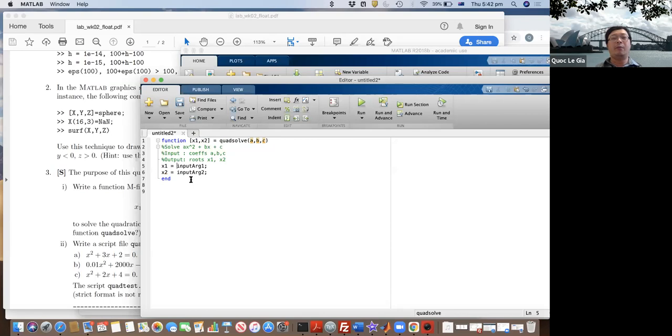Okay, and remember the formula. Everyone remember the formula for the quadratic equation. So maybe we compute the discriminant first. The discriminant will be b squared minus 4ac. We don't have to worry whether the discriminant is positive or negative because MATLAB handles complex numbers.